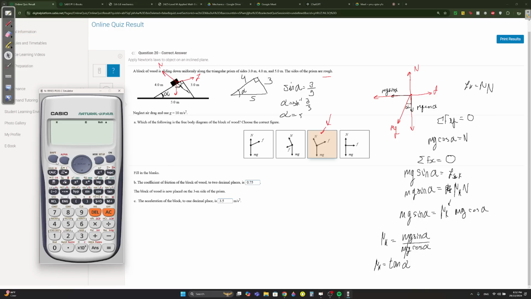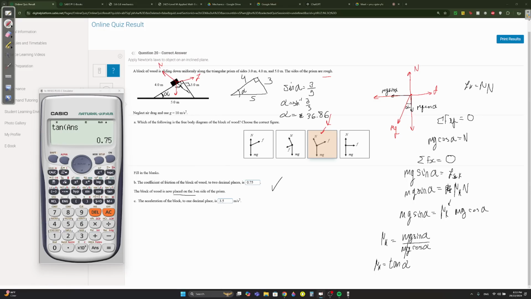Wait, let me do shift sine 3 over 5. 36.86. So go to tan alpha. It's going to be tan 36.86. So tan of the answer. What do you get? 0.75.